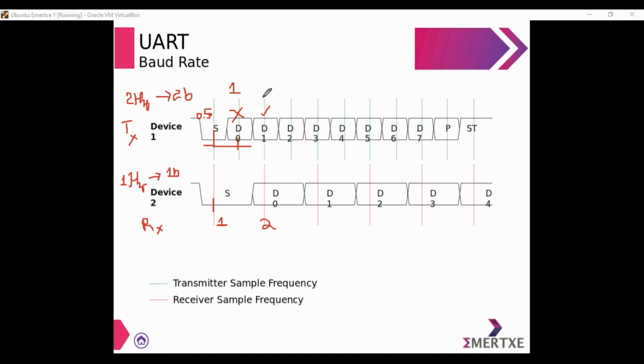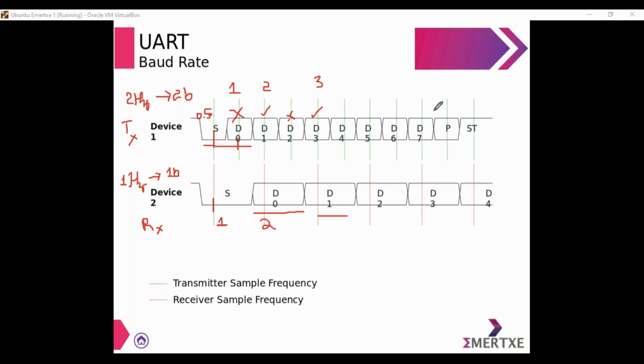So now at the second, device 1 is transmitting D1, the data 1 bit. Now device 2 receives that D1 bit, but it assumes it is the first data bit. Then D2 will also be lost. Device 1 will obviously transmit, but device 2 will not be able to receive it. In the third second, device 1 transmits the D3 bit, but device 2 receives it as a data 1 bit.